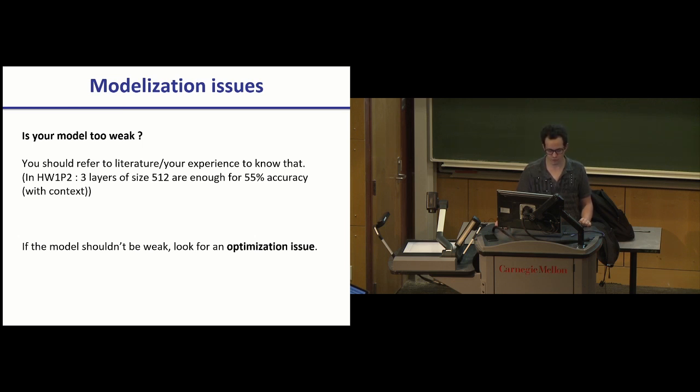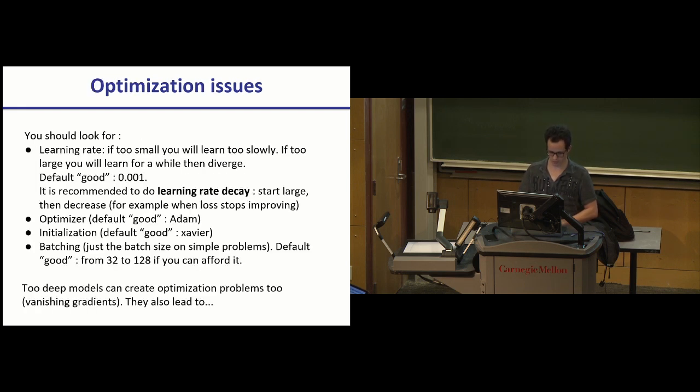Basically, if you don't get accuracy of half with like 3 layers with small sizes, you definitely have a training problem, not that the model is too weak, because that's good enough. So if you don't think your model is too weak, that's where you should look for optimization related issues. All these things overlap with Recitation 3 and with the course, so I'm going to go fast on that.